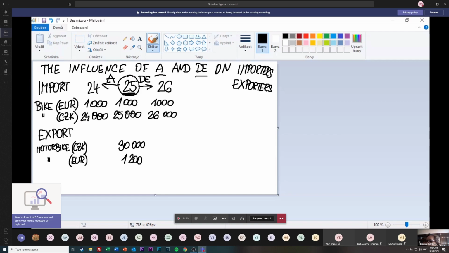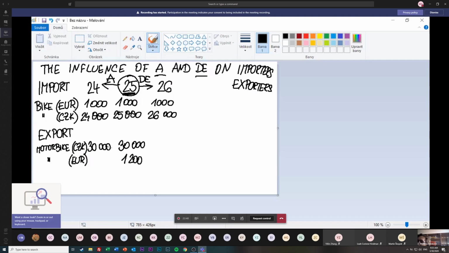So the second situation is the appreciation of the Czech crown. But I'm an exporter. I produce the motorbike at 30,000. Nothing has changed. But now the only change again is the change in the exchange rate. The Czech crown has appreciated, and now 30,000 over 24 is more.